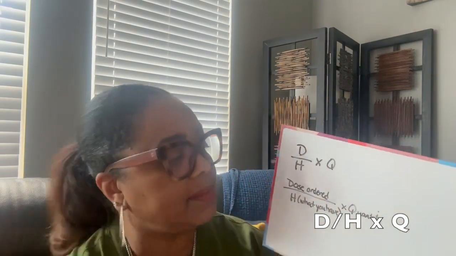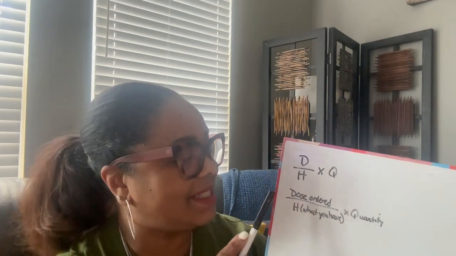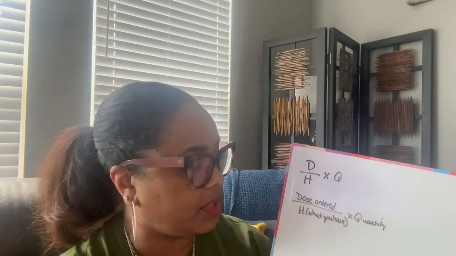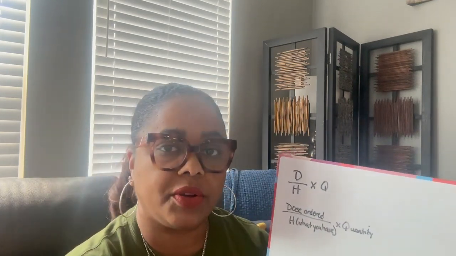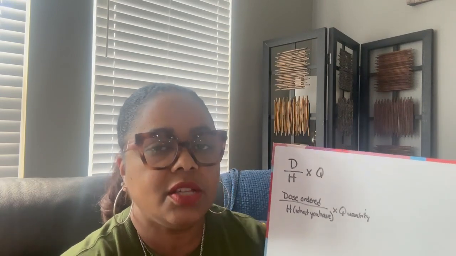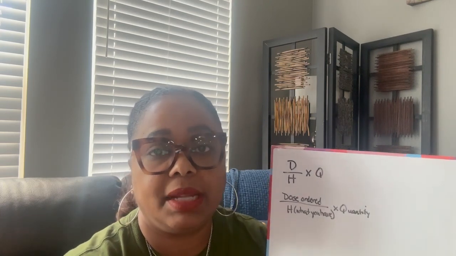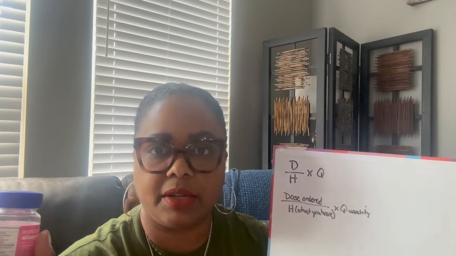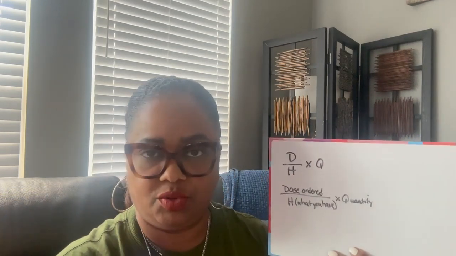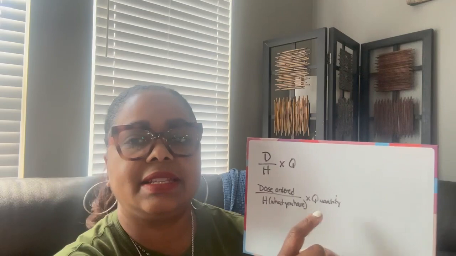So the first one I want to give to you is D over H times Q. That is a Q. That looks a little weird now. But this basically means dose ordered, that's how it's ordered, over H, what you have in hand. So the dose has to be ordered in whatever units you have. So if the doctor orders 50 milligrams, your medication needs to be in milligrams. It should not be he's ordering 20 units and you have a milligram type pill. Then that means something's wrong there and you need to question the order.